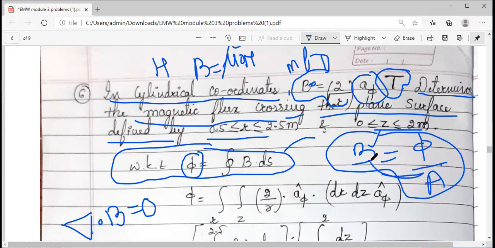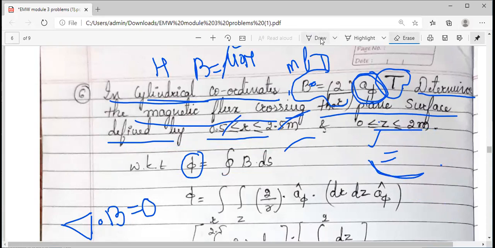If you take the product of B into A, you will get the flux. Since here we need the total flux and the area is across ds, the range is given for R and Z. It is not XYZ. It is not a rectangular coordinate system. It is the cylindrical coordinate system. For R and Z the range is given, and B is in the direction of a phi. The flux density will always be perpendicular, always along the third coordinate.